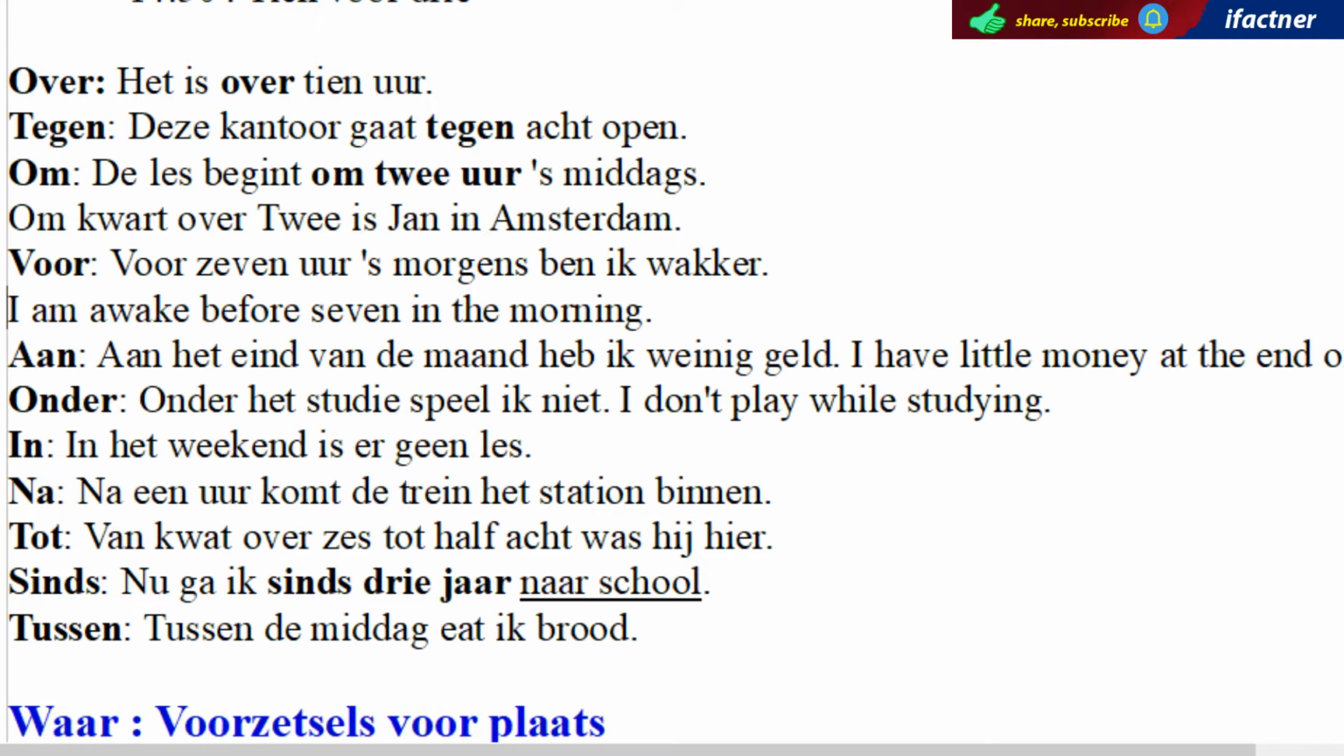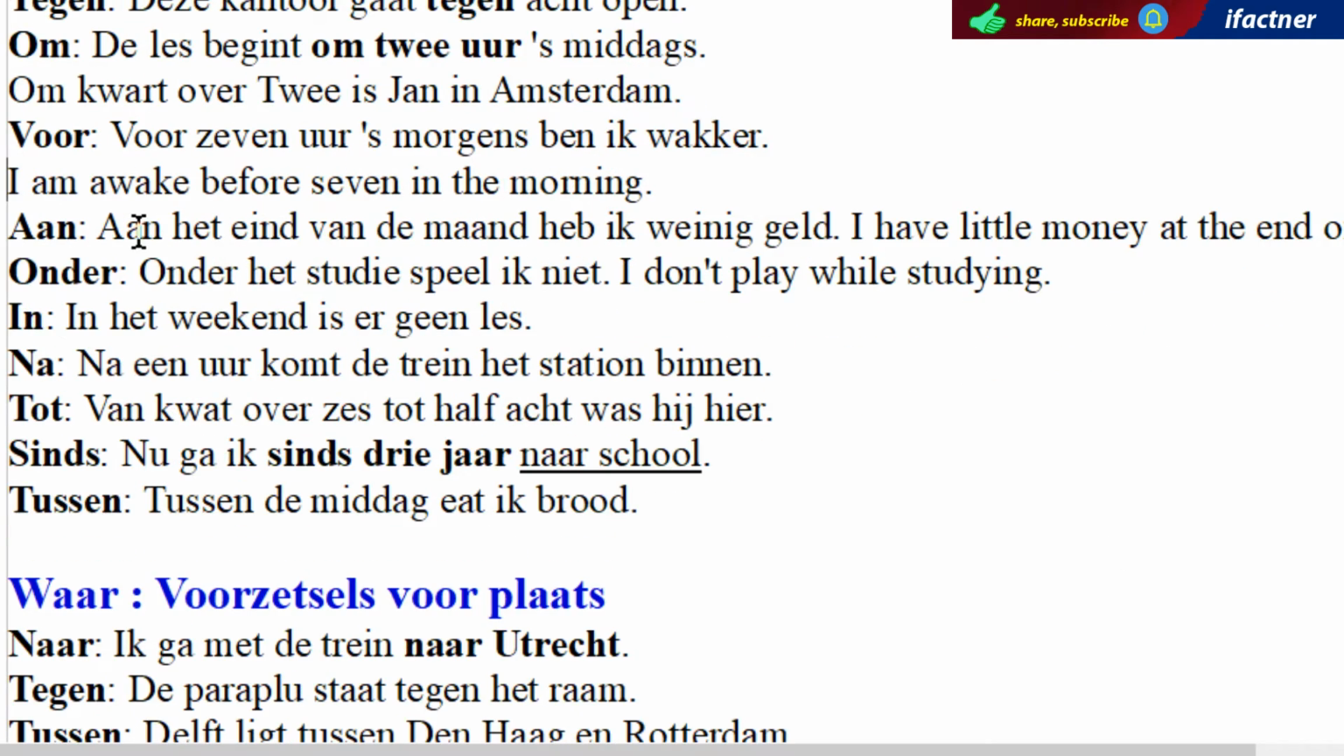We can use voor as a Voorzetsel for time. For example, voor 7 uur 's morgens ben ik wakker. It means I am awake before 7 in the morning. Usually I wake up before 7 in the morning. So when we use 's morgens, you have to add 's at the beginning of morgen: 's middags, 's morgens, 's avonds. Another example is aan, which means on.